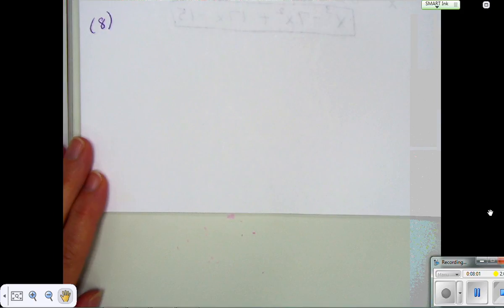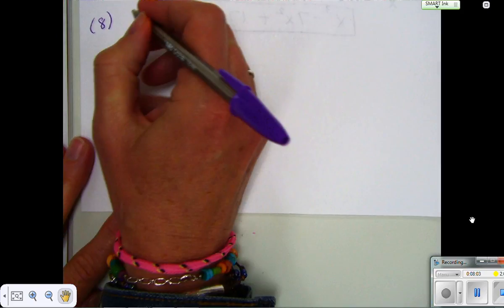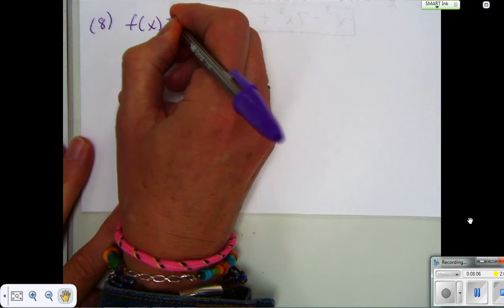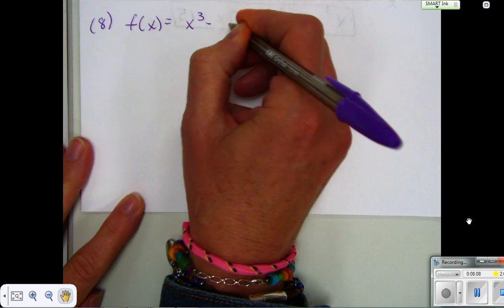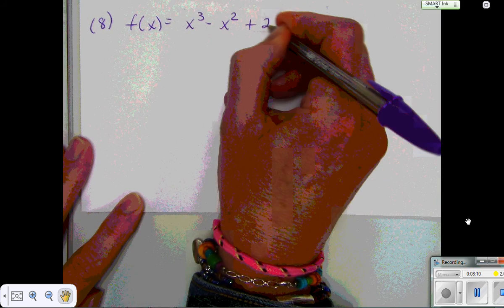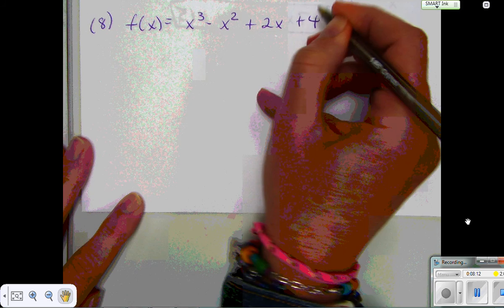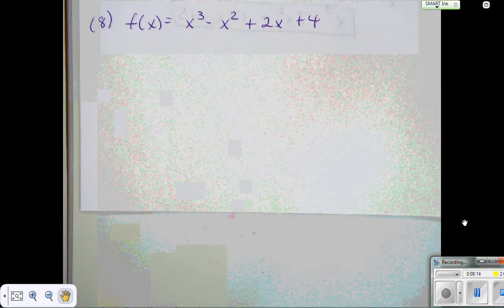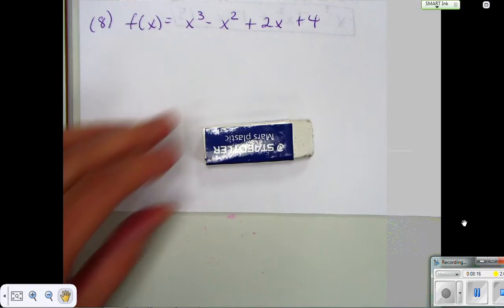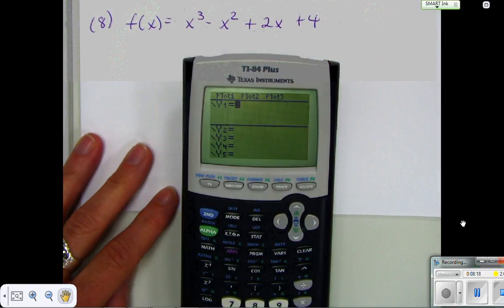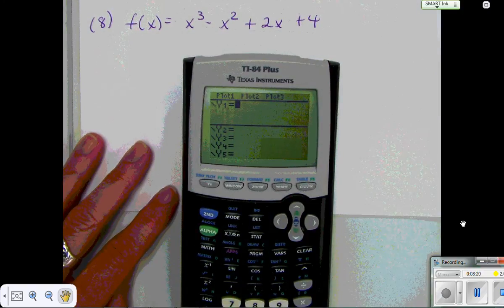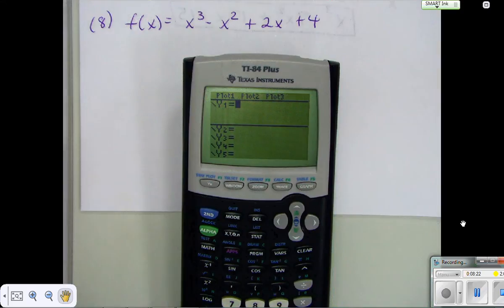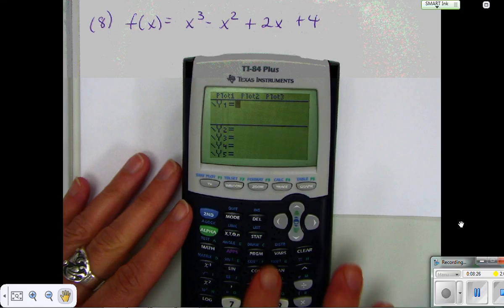Okay, so let's go ahead and do number 8. F of x equals x to the third minus x squared plus 2x plus 4. Okay, the thing is, you were doing this in the last section, but they were giving you factors of the polynomial to divide with. This time you're having to find it yourself.